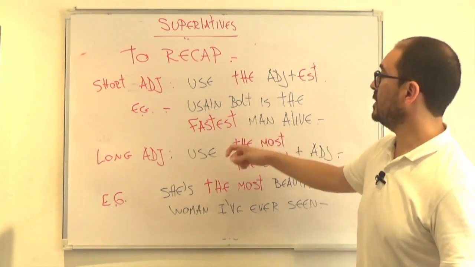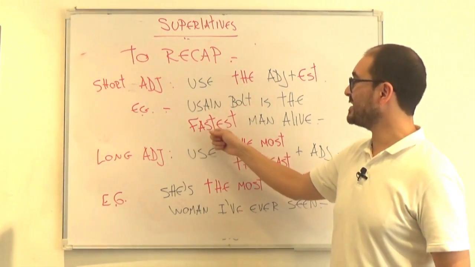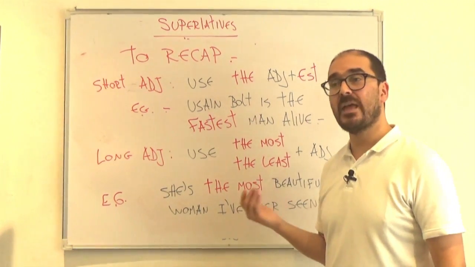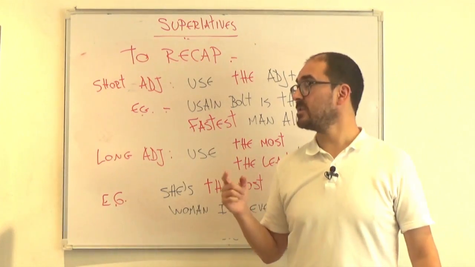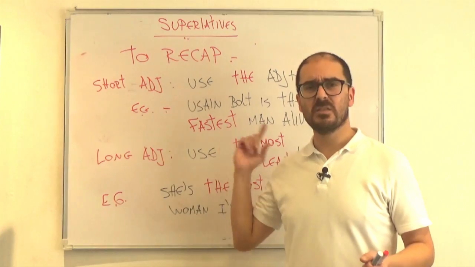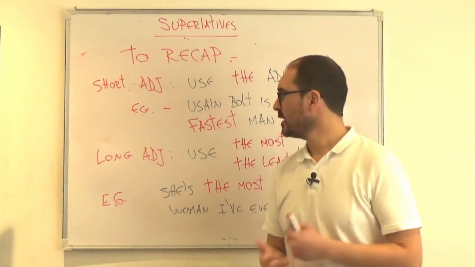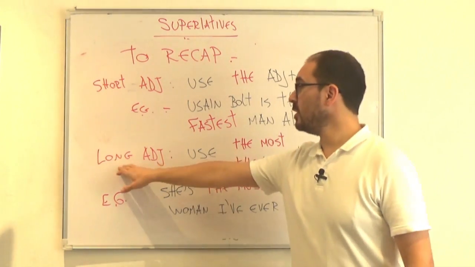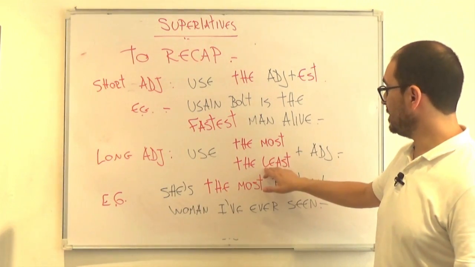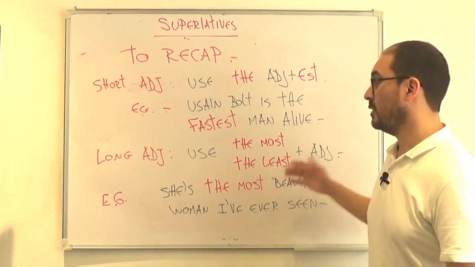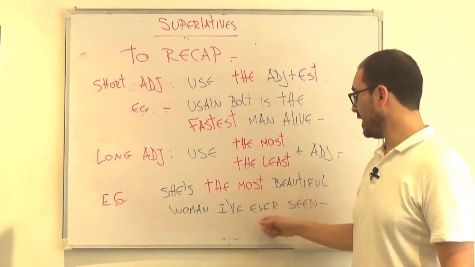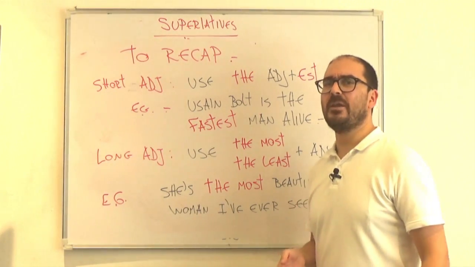Same thing here. When we say that this man is the fastest man alive, we're saying that he's faster than you, faster than me, faster than the guy sitting over there, faster than everyone, okay? So this is a very good way to save breath. Now, when we use long adjectives, we use the most and the least, plus the adjective. For example, she's the most beautiful woman I've ever seen. Of course, I'm talking about my wife.